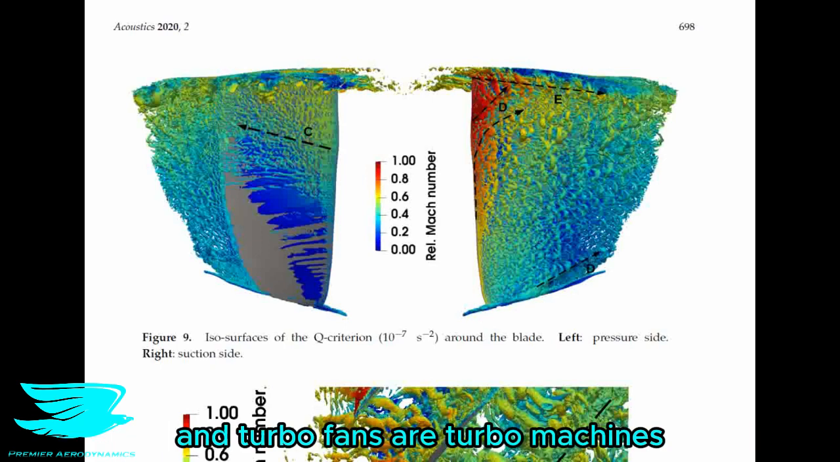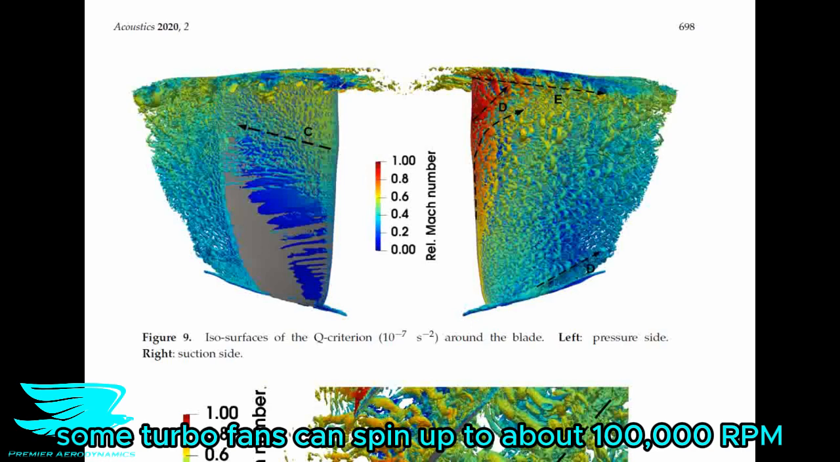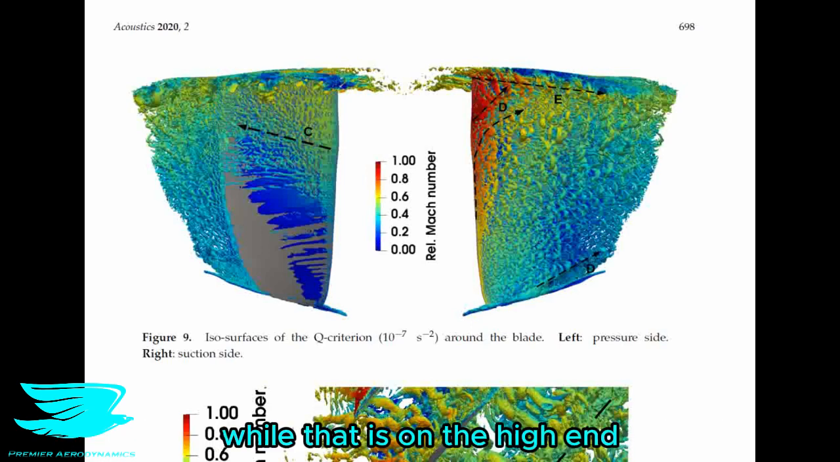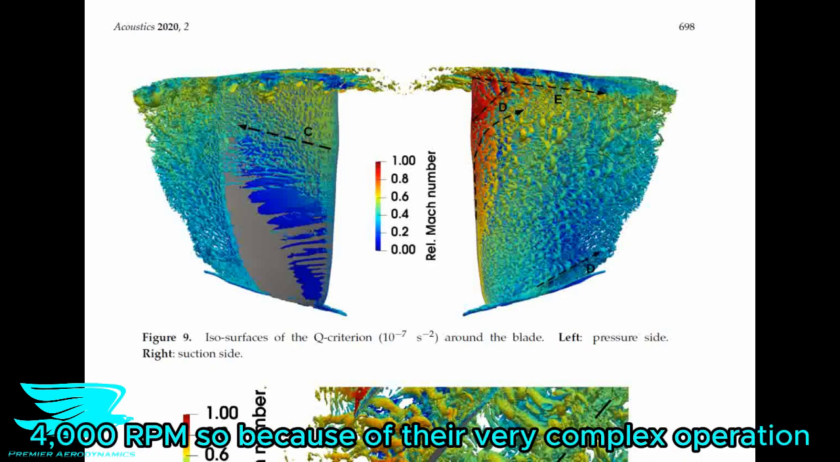And turbofans are turbomachines, and ones that spin really fast. In fact, some turbofans can spin up to about 100,000 RPM. While that is on the high end, even regular turbofans on passenger airplanes are around 3,000 to 4,000 RPM.